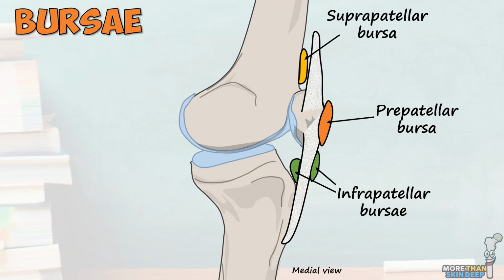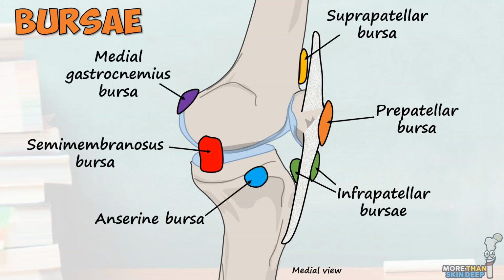I'm not going to cover all the rest, but be aware that there are at least 7 more bursae around the knee joint that mostly sit between muscles. Inflammation of these bursae can cause significant pain and discomfort and is a common reason for presentation to general practice.